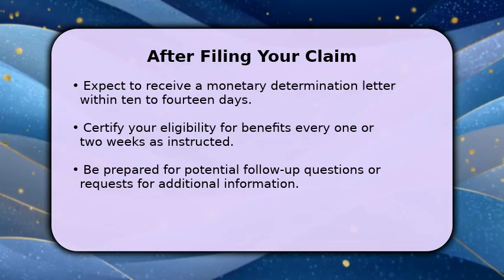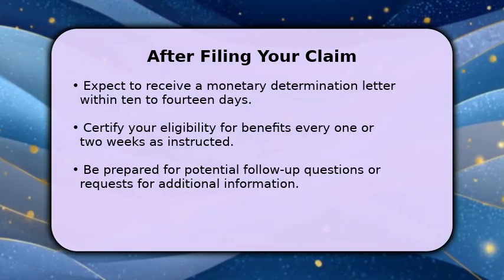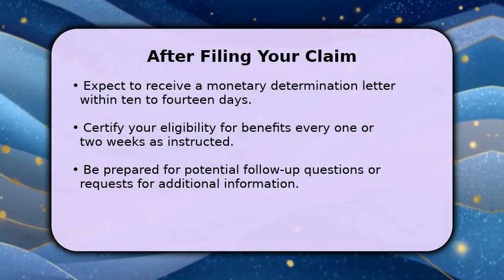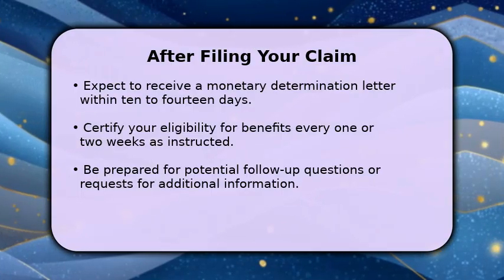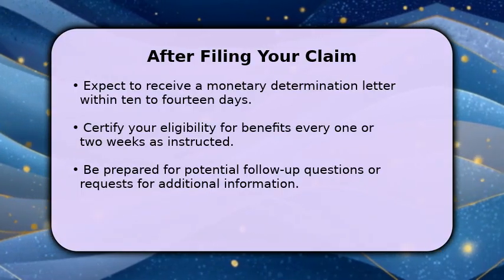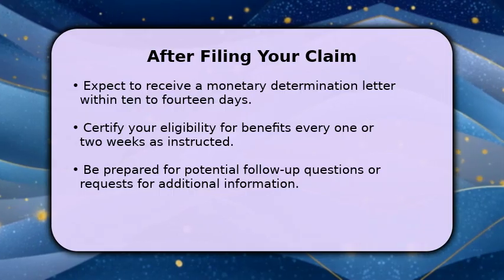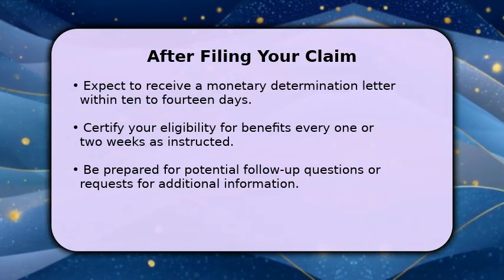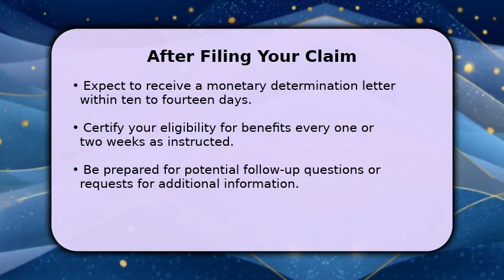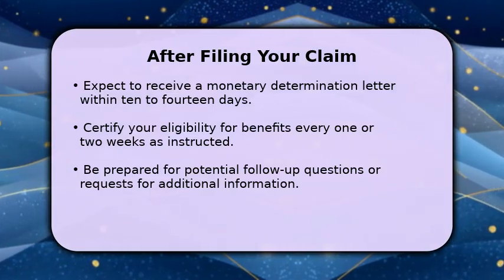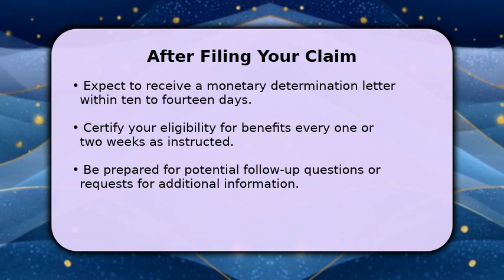After submitting your claim, you should receive a monetary determination letter within 10 to 14 days. It's crucial to certify your eligibility for benefits every 1 or 2 weeks, as instructed, to continue receiving payments. Also, be prepared for the possibility of follow-up questions or requests for additional information from the department.